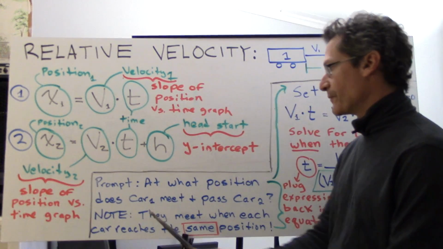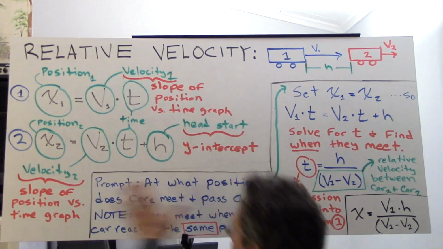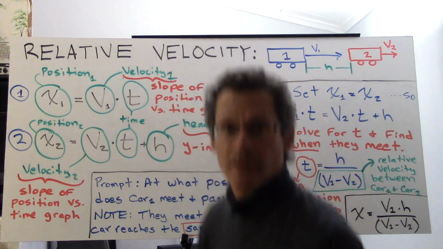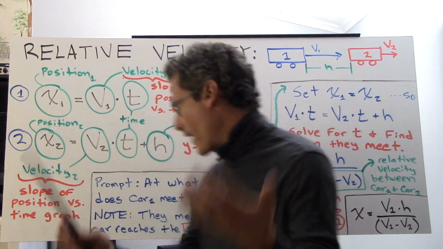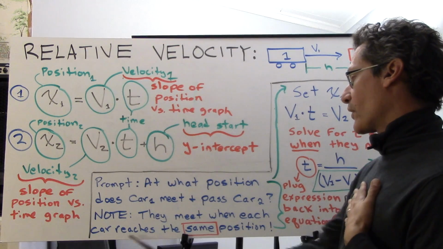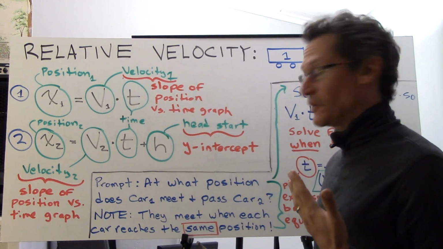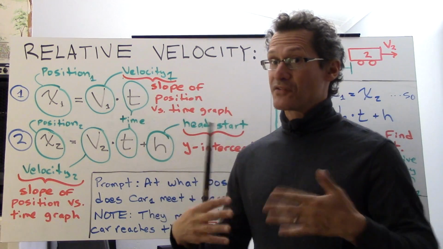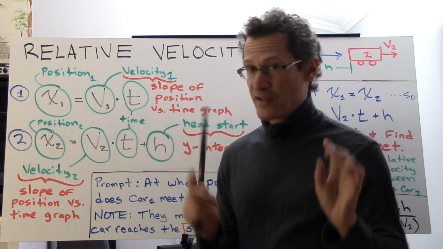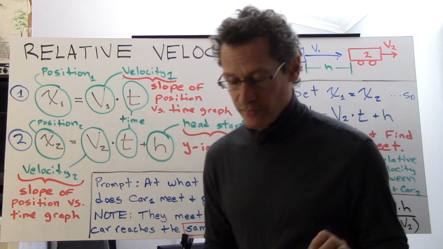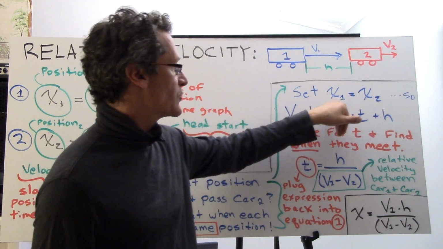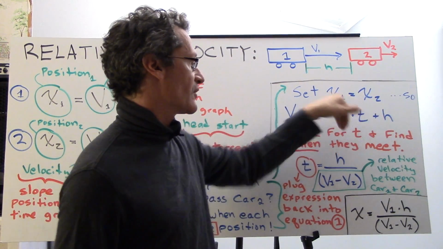Well, here's our prompt. What we've got is, at what position does car 1 meet and pass car 2? Well, what we can think of is that they meet when each car reaches the same position, okay? That makes sense. When they meet, they're going to be at the same position relative to the origin. So that's going to be a clue because it's going to allow us to solve for this algebraically, because that means we're going to set x1 equals x2. Both positions are going to be the same.